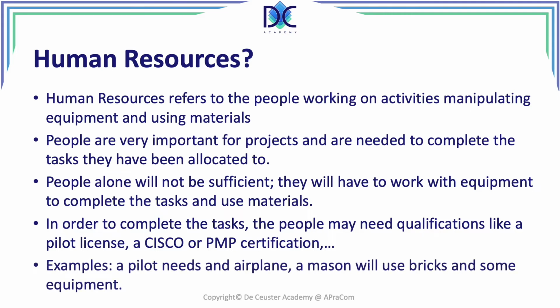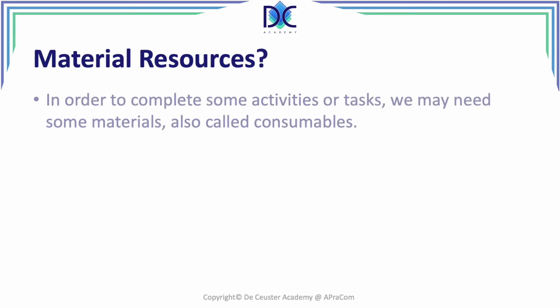Like I said before, a pilot needs an airplane. That's necessary. The pilot cannot fly alone. So basically, the pilot will use the equipment of an airplane to fly from A to B. A mason will use bricks and some equipment. So basically there are bricks, there is the mortar, and they will use some materials to work with those bricks and the mortar. We also have material resources.